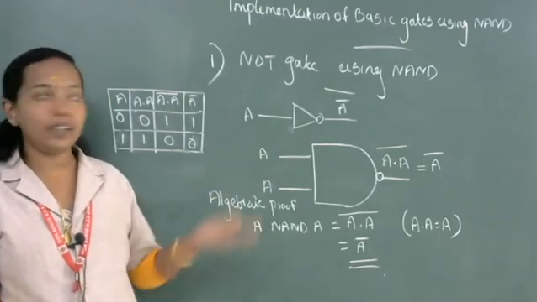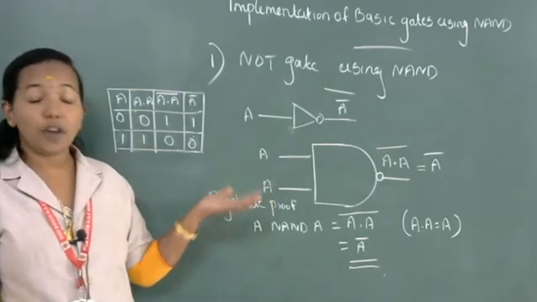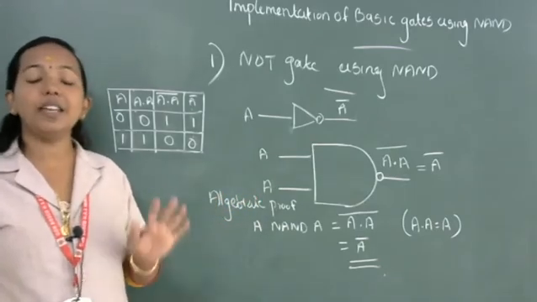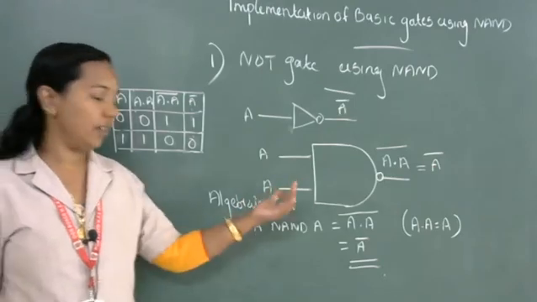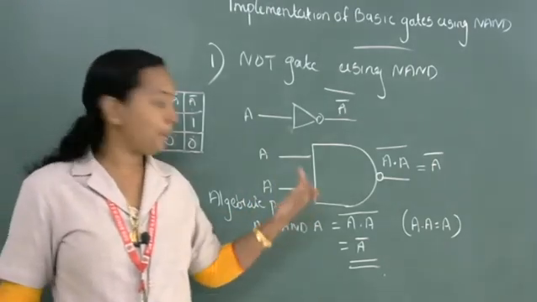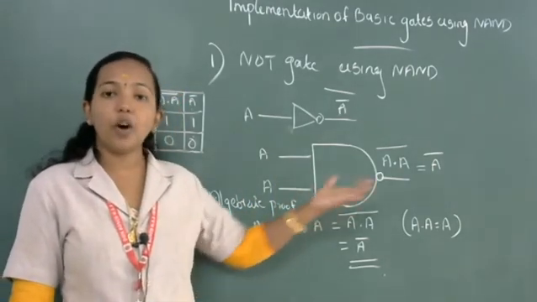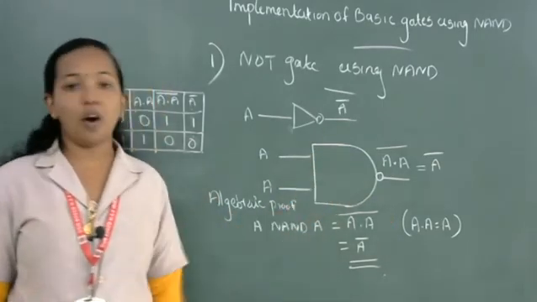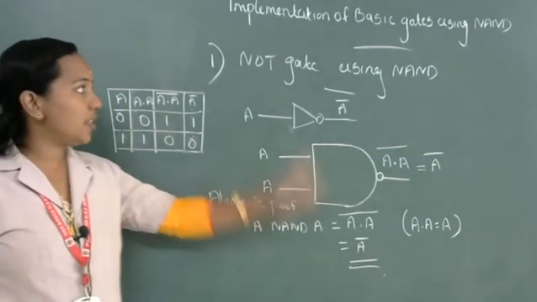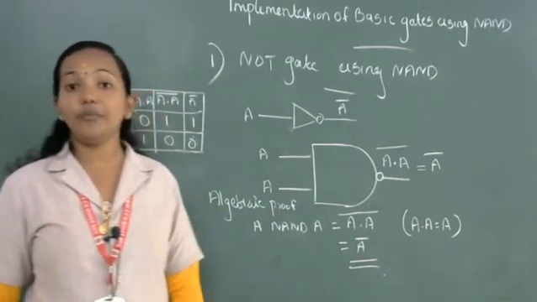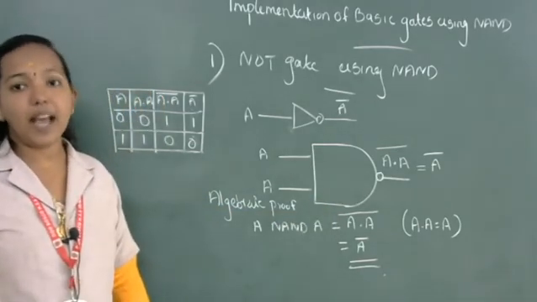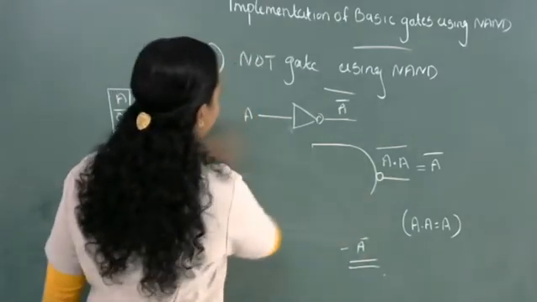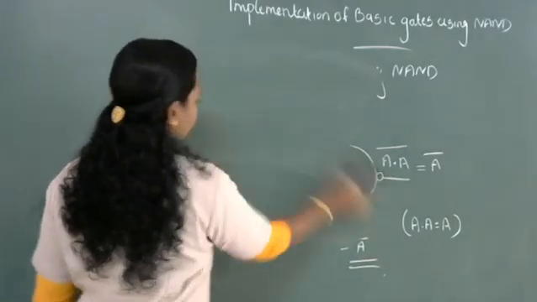How are we implementing NOT gate using NAND gate? The same structure or same diagram. Instead of B, we take the same variable A. A dot A all complement is equal to A complement. So this is the implementation of NOT gate using NAND gate. Okay, clear? So this is for NOT.